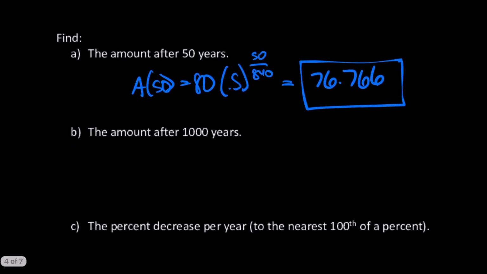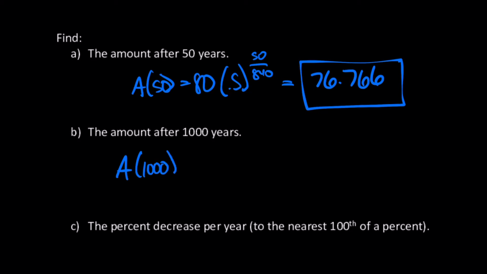Now you can predict this after 1,000 years. Well, 1,000 is more than 840. So I'm expecting this answer here to be less than 40. So maybe like 36 or 38 or 34. I don't know, but it's going to be less than 40. You know that already. So let's plug that in.